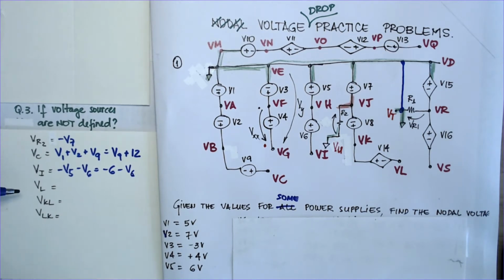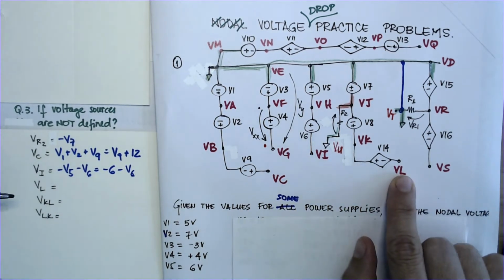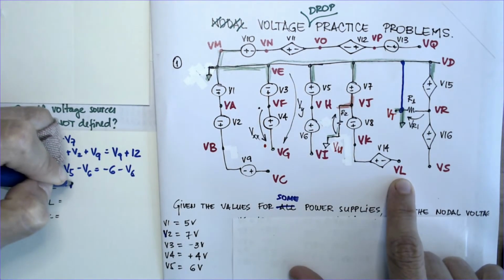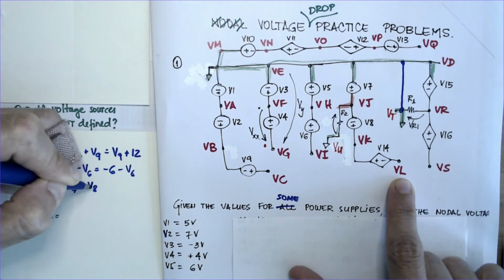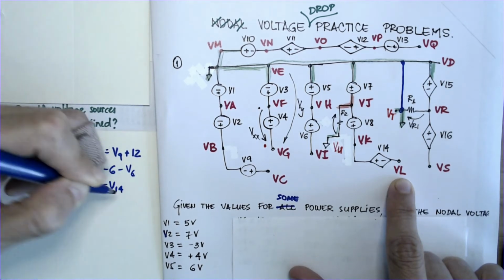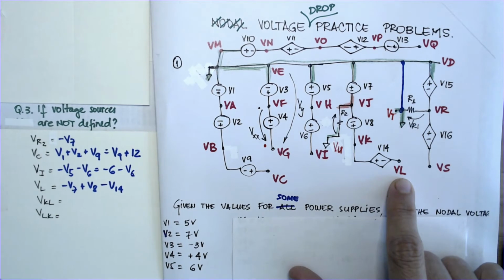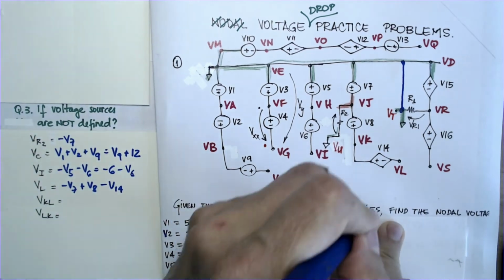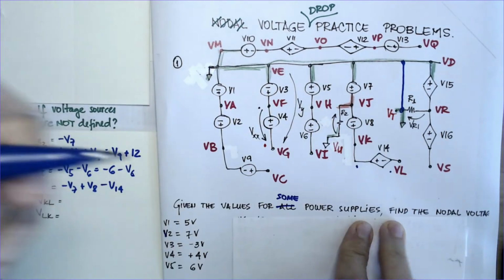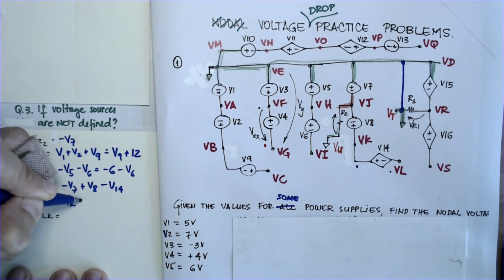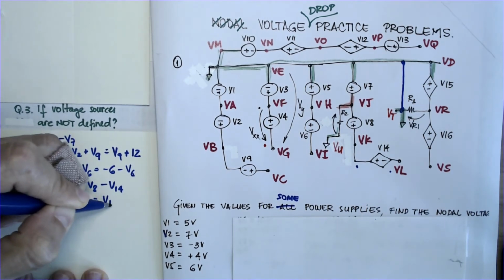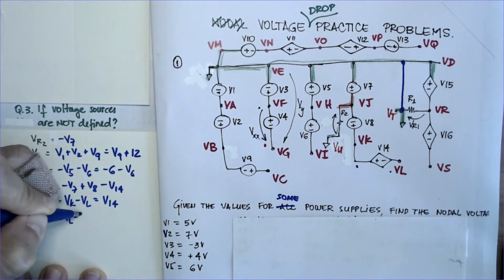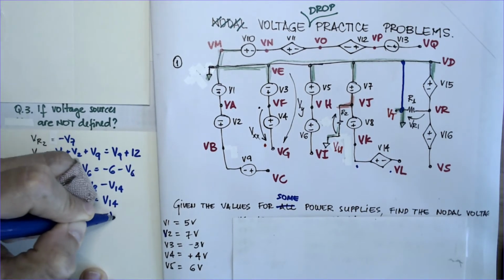And then VL is here. Again, I'm going to see how it goes to ground, so it's going to be minus V7 plus V8 minus V14. And then I don't have any of these, actually. And VKL. VKL means that I'm going to put the plus of the multimeter on this side, the minus here. VKL is really VK minus VL, which is really V14. And then if I swap, VLK is VL minus VK. It's going to be minus V14.